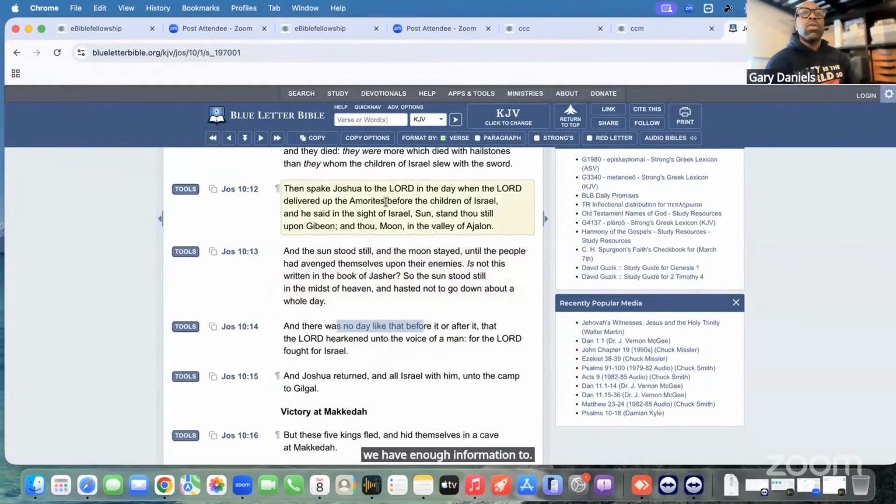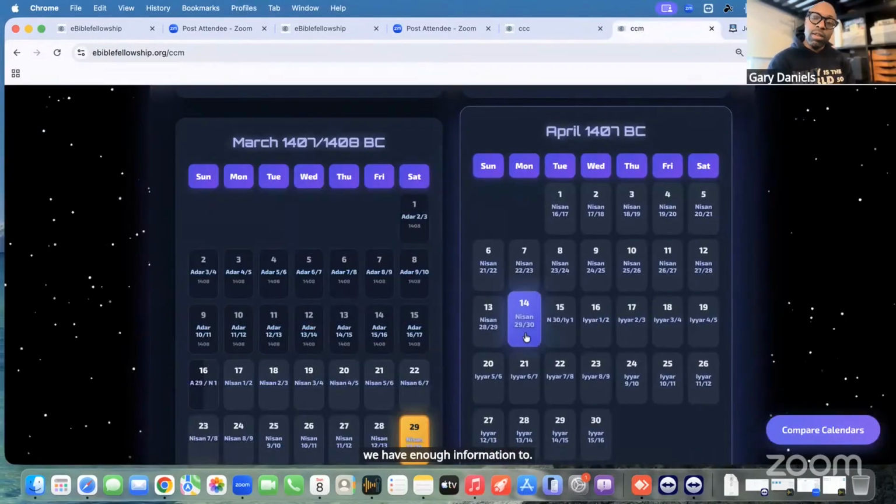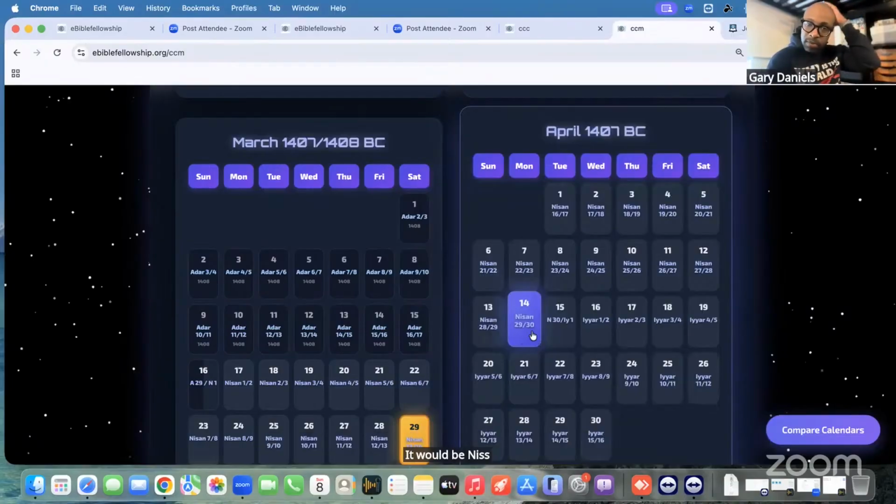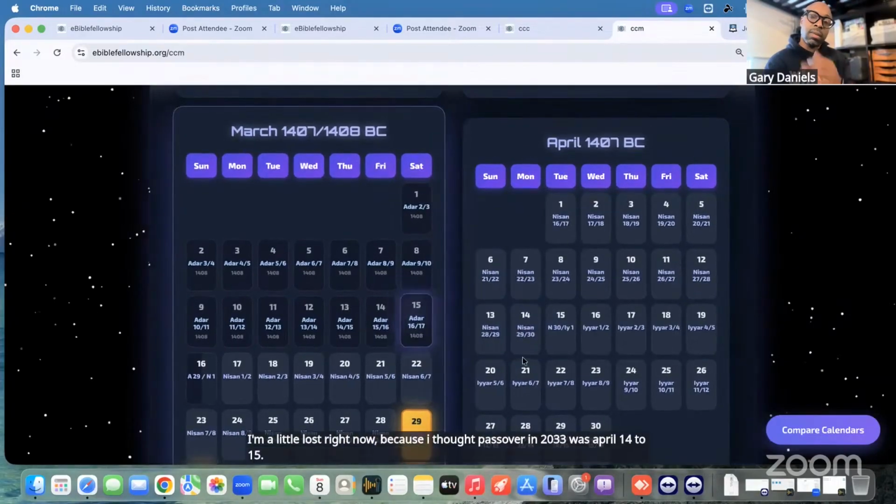What is the Hebrew correlated date? Because I saw 1314 in your celestial clock. What would that be? It would be Nisan 29, so basically the end of the first month. But I'm a little lost right now, because I thought Passover in 2033 was April 14 to 15. Yeah, it is.